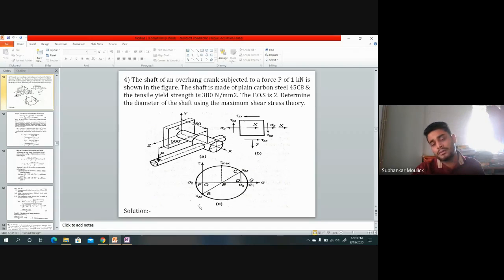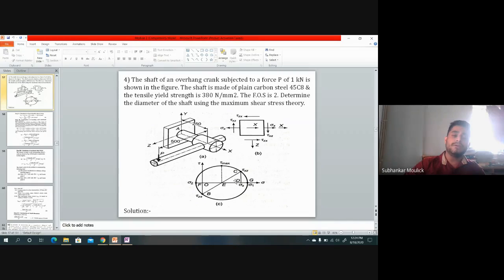We are not interested in sigma 1 and sigma 2, because we need to solve this problem by the maximum shear stress theory. So we are interested in tau max, and tau max is nothing but this particular value, that is the radius of this circle. This tau max will be equal to EC. EC is also the radius of the circle, and how will you get the value of EC?